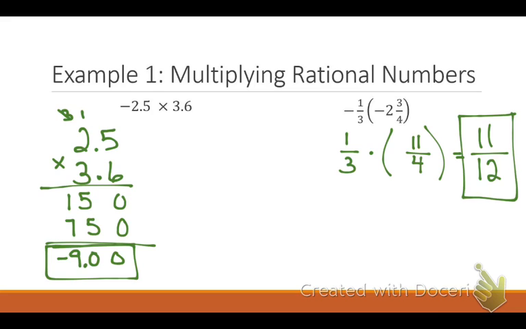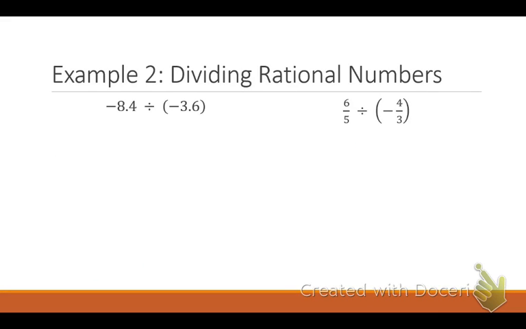Following along? Okay. All right, so in example 2 now, we're going to switch gears and we're going to divide rational numbers. What does that mean? That just means that they're not going to be like even numbers or whole numbers, integers, that type of thing. All right.